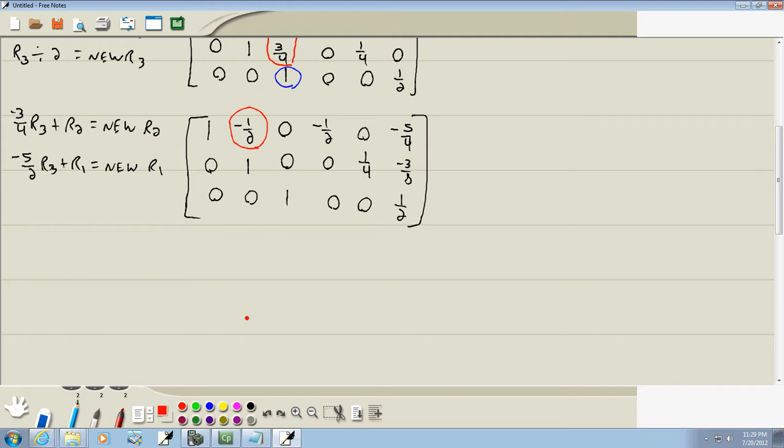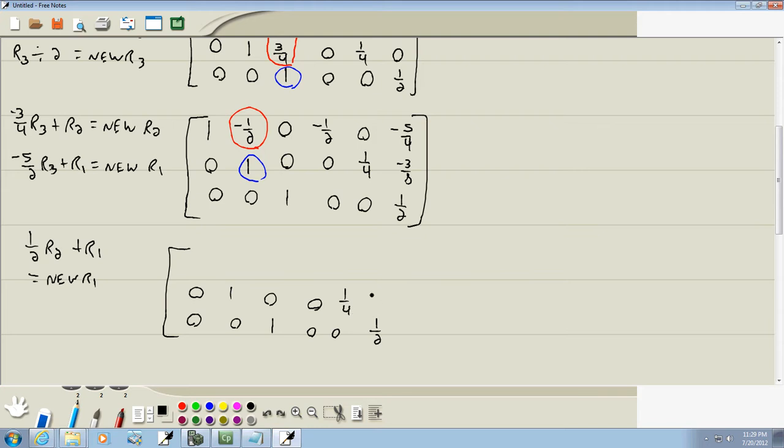Now I want a 0 here. So again, I look at the 1 right below it and ask myself what times this 1 that I then add to this would give me a 0, and that'd be 1/2. So I'm going to take 1/2 times row 2 and add that to row 1, and that's going to give us our new row 1. 0, 0, 1, 0, 0, 1/2, 0, 1, 0, 0, 1/4, negative 3/8.